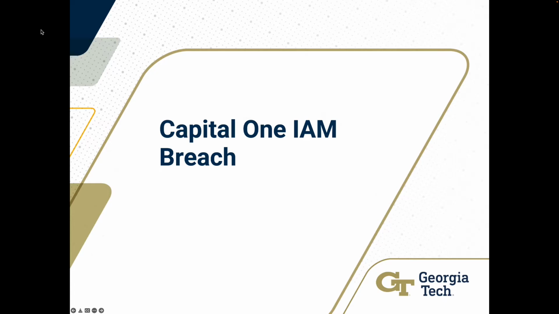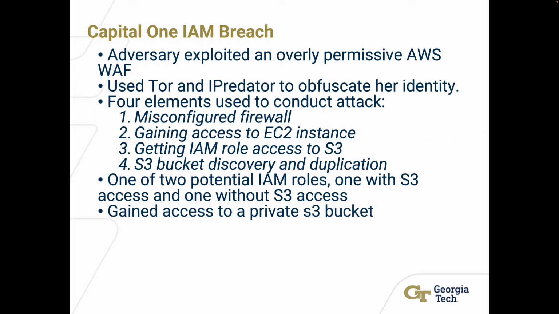Now we'll go into a case study. Capital One had an IAM breach, and an attacker used these tools to obfuscate her identity to gain access to a web application firewall that was underneath an EC2 instance to read from a private S3 bucket. There were two potential IAM roles, one that had S3 access out of the box and one that did not. So we'll show how the attacker was able to get that information from the S3 bucket illegitimately.